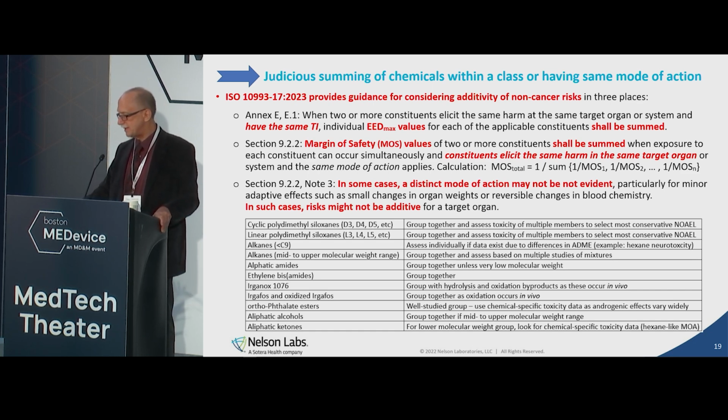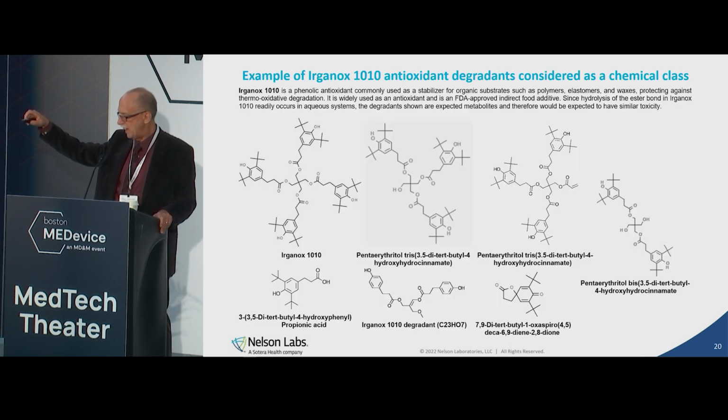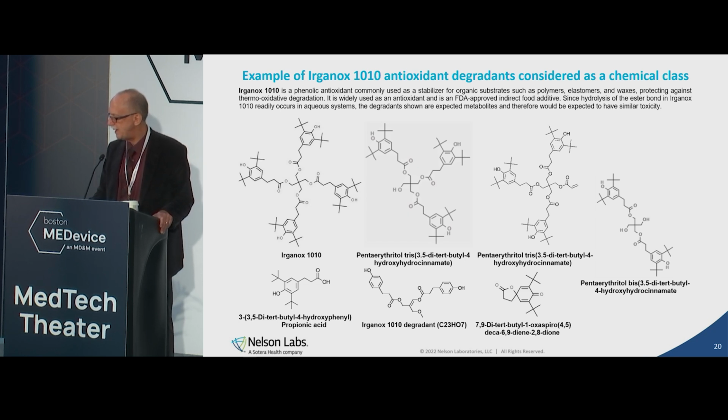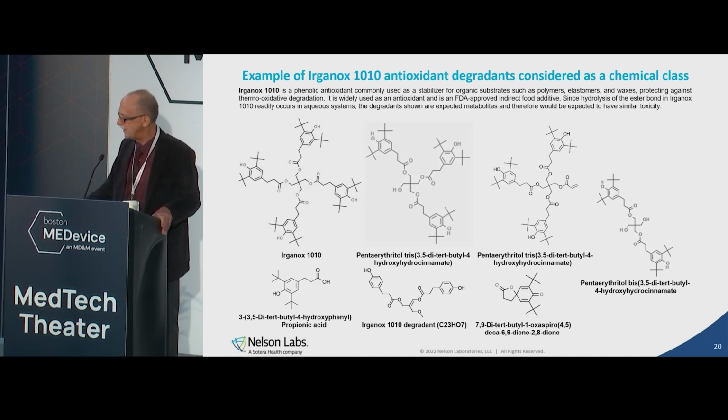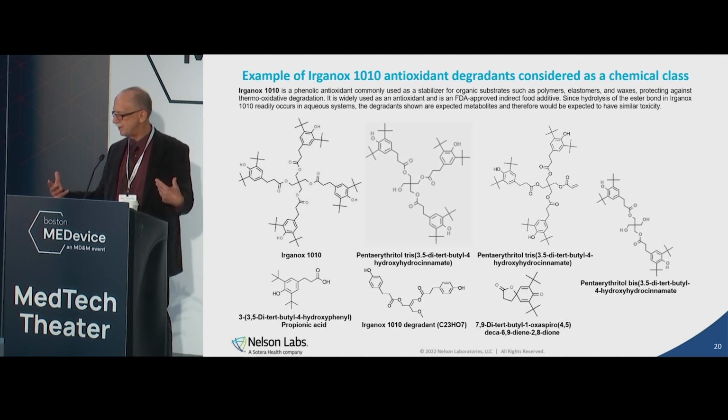The antioxidants like Irganox 1076, you might group them with hydrolysis and oxidation byproducts as these occur in vivo. And here's an example. Irganox 1010 is a phenolic antioxidant. It's added to polymers as a stabilizer to protect against thermooxidative degradation over time. It's widely used, FDA approved as an indirect food additive in packaging.